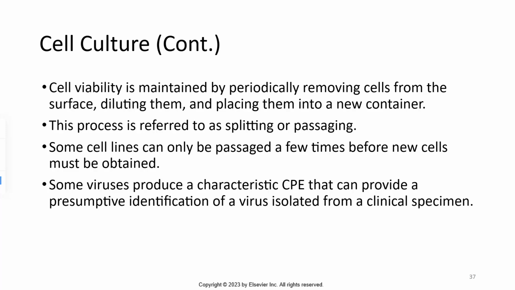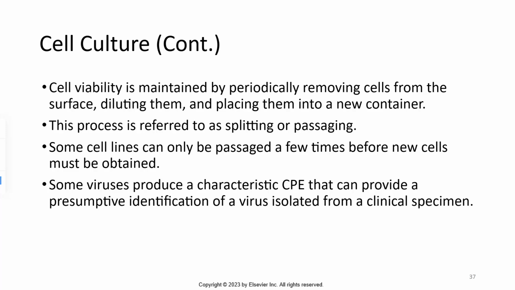If our cell numbers get too high, then we actually have to split the cells. So we would take half of the cells and put them into a fresh petri dish and then allow them to grow. Now, if our goal is not to just continuously propagate more and more cells, we can actually discard half of the cells and just leave the other half to grow. But either way, eventually the cells are going to divide and they're going to crowd each other out. So we have to take the cells and split them into two separate petri dishes.